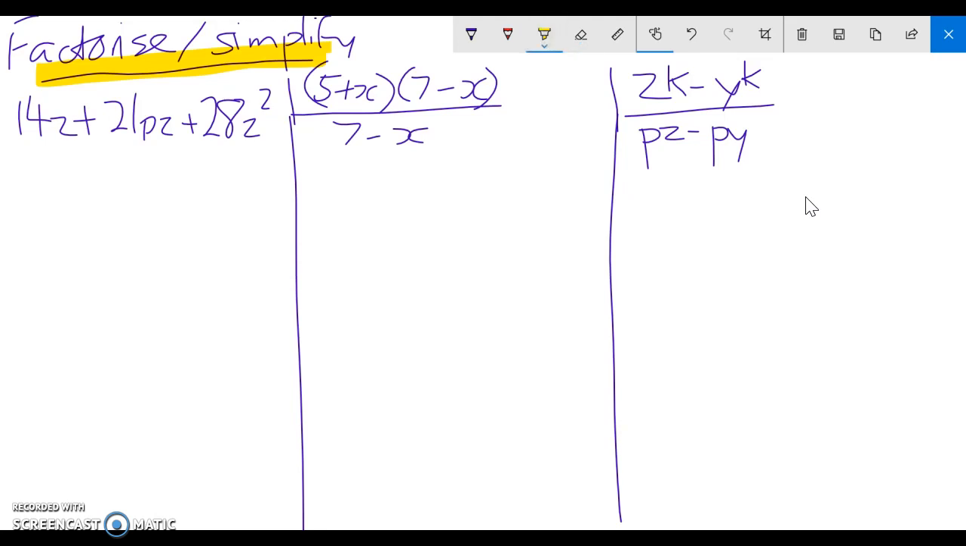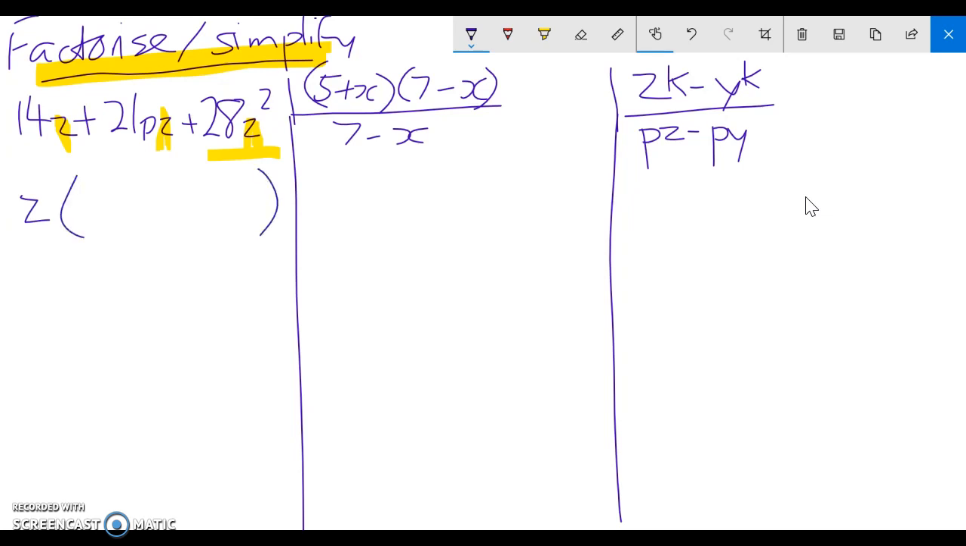Now if you look, firstly you can see that the z's are common. Alright, they each have z in it. This one has two z's in it, this term has two z's, but they each have at least one z. So we can write z out the front, and then we're going to put a bracket.